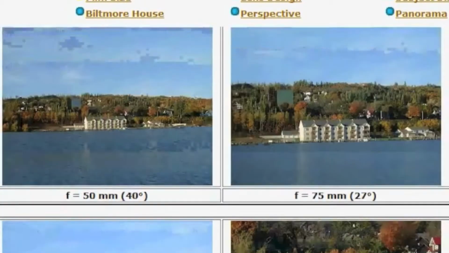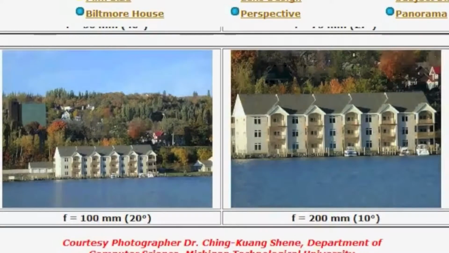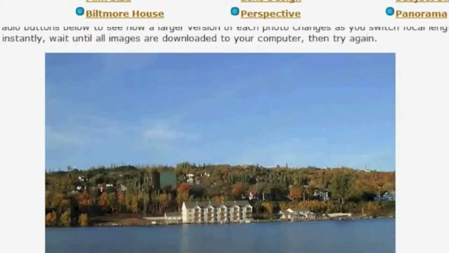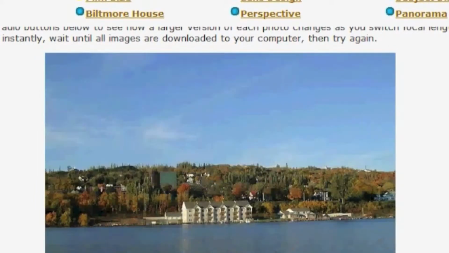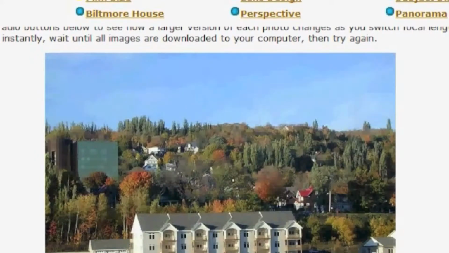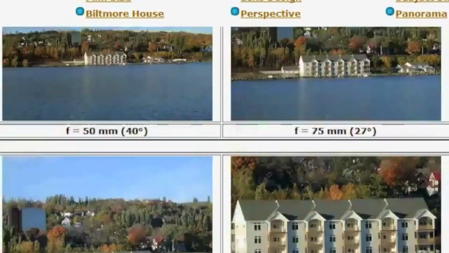So this is an important rule that you should remember, that when you double the focal length, the angle of view halves. If I double 100 to 200, the angle of view halves again.